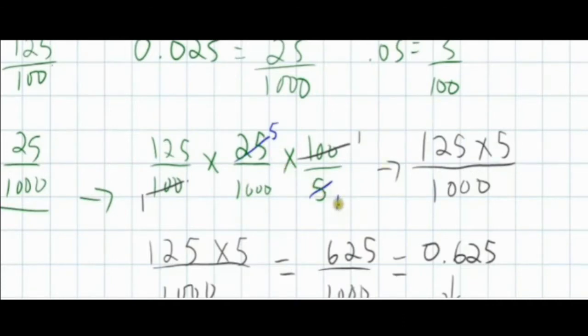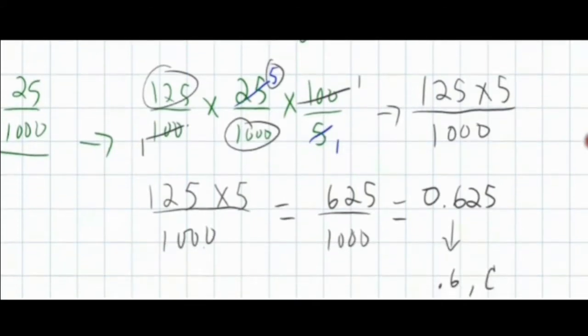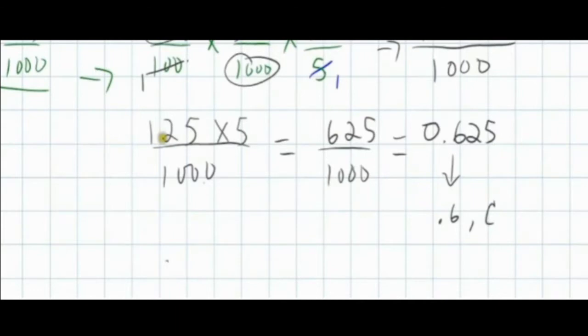So this 100 will cancel with this 100 up here. Each of them cancel to 1. This 5 can go into this 25. So the 5 cancels to 1 and the 25 cancels to 5. Now you're left with 125 times 5 over 1,000. So that came from this, this, and this. Everything else had canceled to 1.